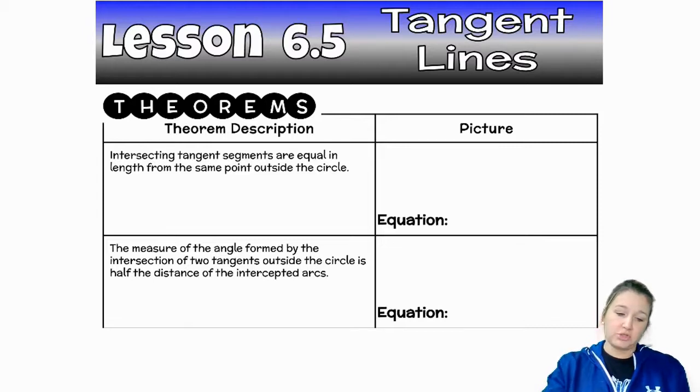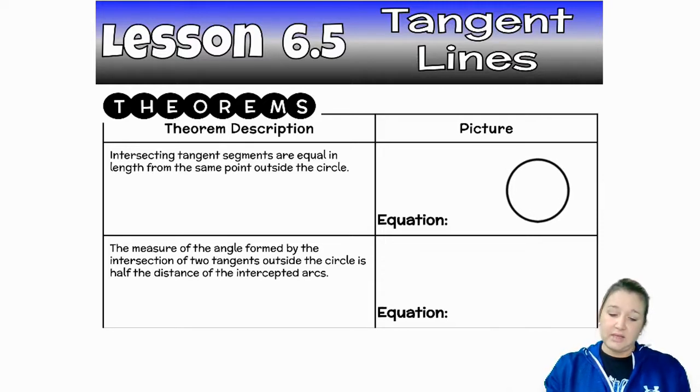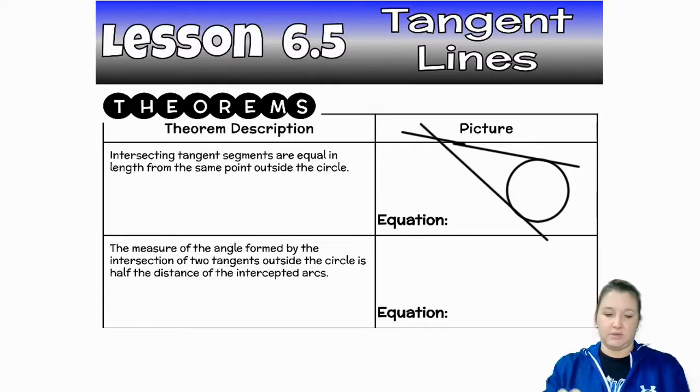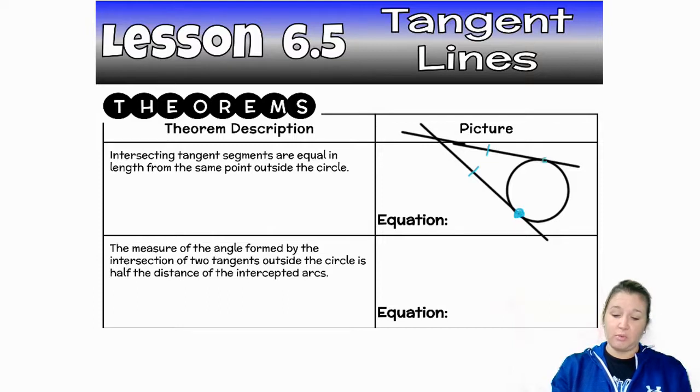So if we have our circle here, and then we'll have our tangent line. A tangent line is just going to be a line segment that is going to barely touch the circle. Okay, that's a tangent line. And then we have another one. Kind of a little sketchy there because I didn't draw the first segment out far enough. So what we have is that these two segments right here and right here are going to be equal.